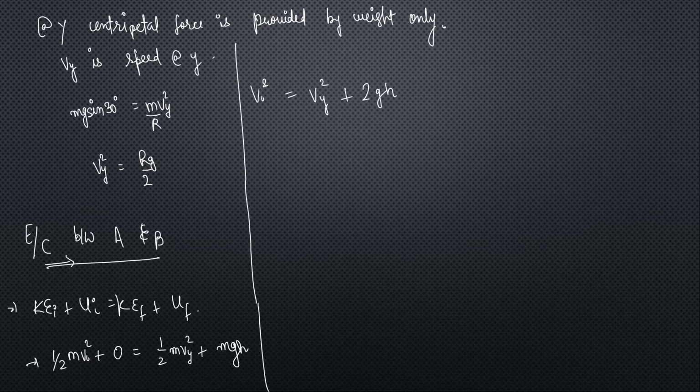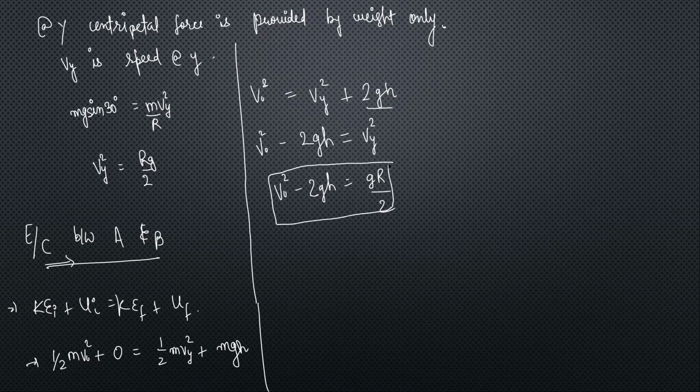This would be 2gh only. So now I'll take this 2gh on the left hand side. That would be v naught square minus 2gh equals vy square. So now v naught square minus 2gh would be equal to that. vy square is gr by 2.